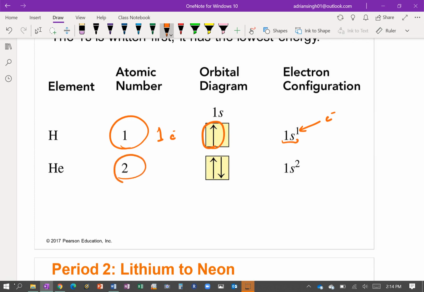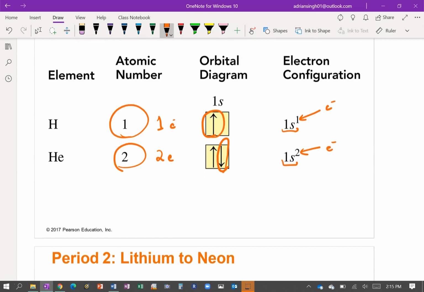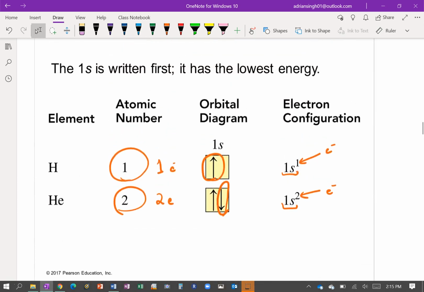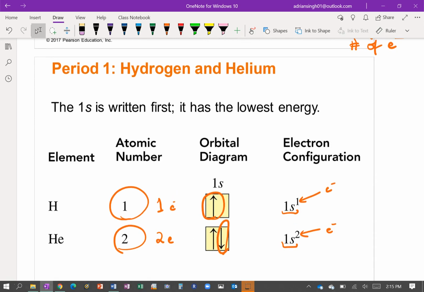Helium has atomic number 2, which means it's got 2 electrons. So now that second electron coming in has to pair up pointing down. And we have our 2 here that tells us we have those 2 electrons in the 1s sublevel. So 1s2 would be the electron configuration for helium. All right, so that's taking care of the first 2 elements in the periodic table, period 1, with hydrogen and helium.